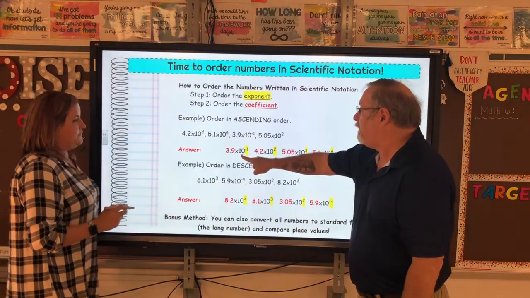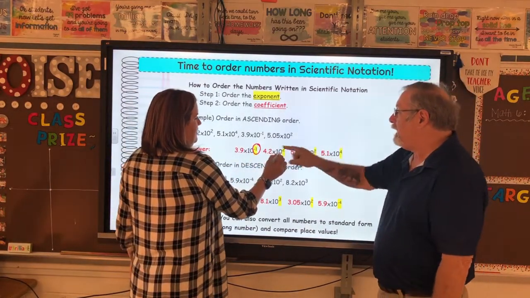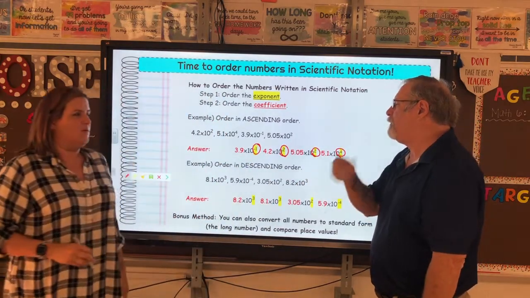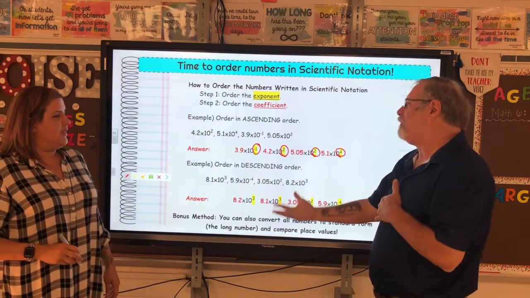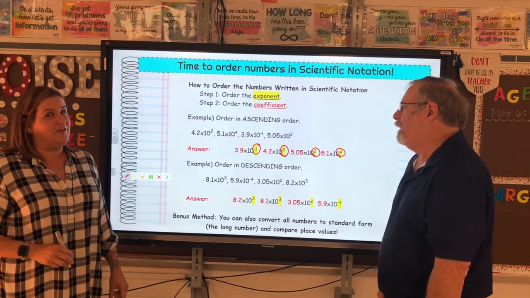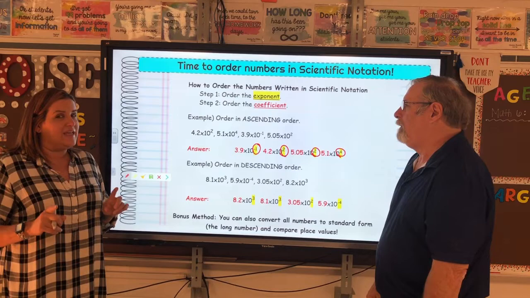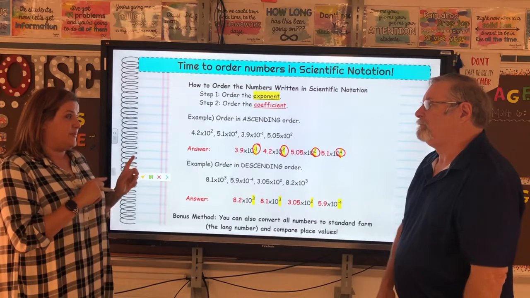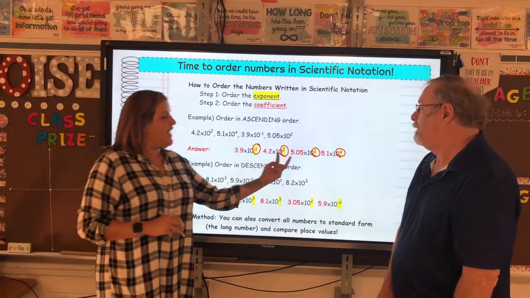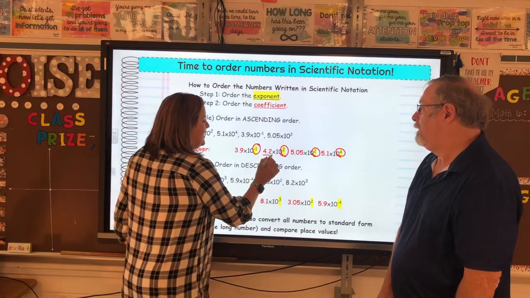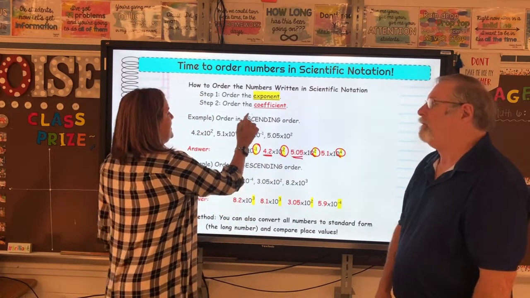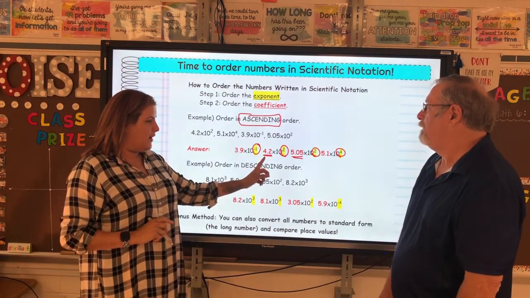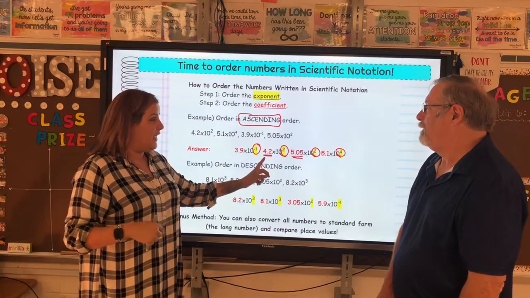If you notice the way these are lined up, you have the -1, the 2, and the 4. Well, Miss Berger, if these are both 2's, why is one in front of the other one? Funny you ask. The key to ordering numbers written in scientific notation is to first look at the exponent and place them in order. But if the exponent is the same, you look at the base number. This one was going in ascending order, least to greatest, so the 4.2 is smaller than the 5.